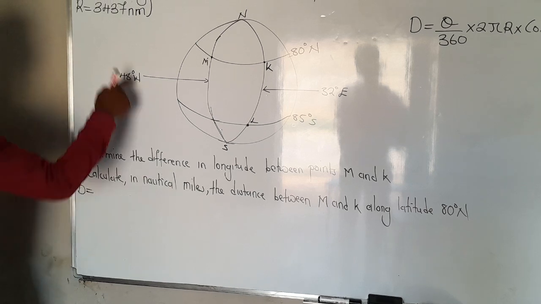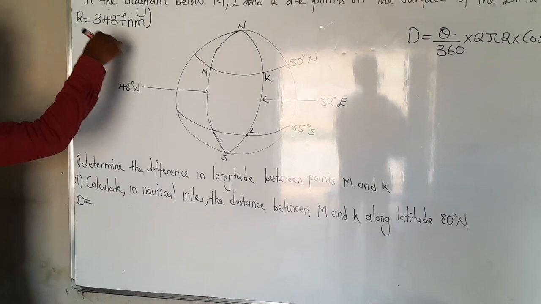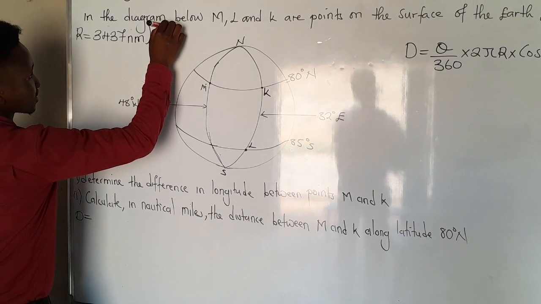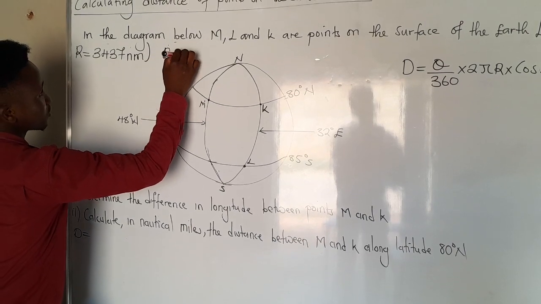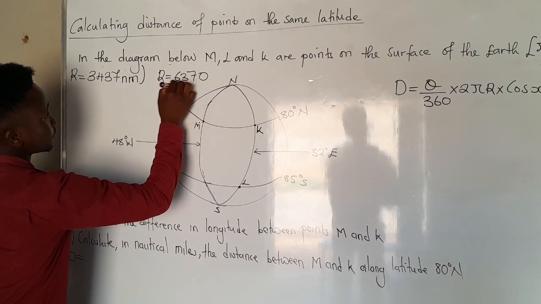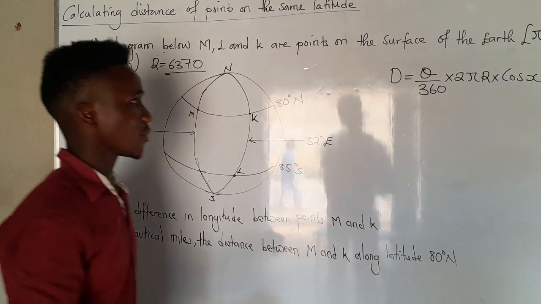Remember, it's in nautical miles, so we are using this radius. If they wanted us to find it in kilometers, this is the radius we use. R is equal to 6370. Alright, let me first interpret the formula for you.